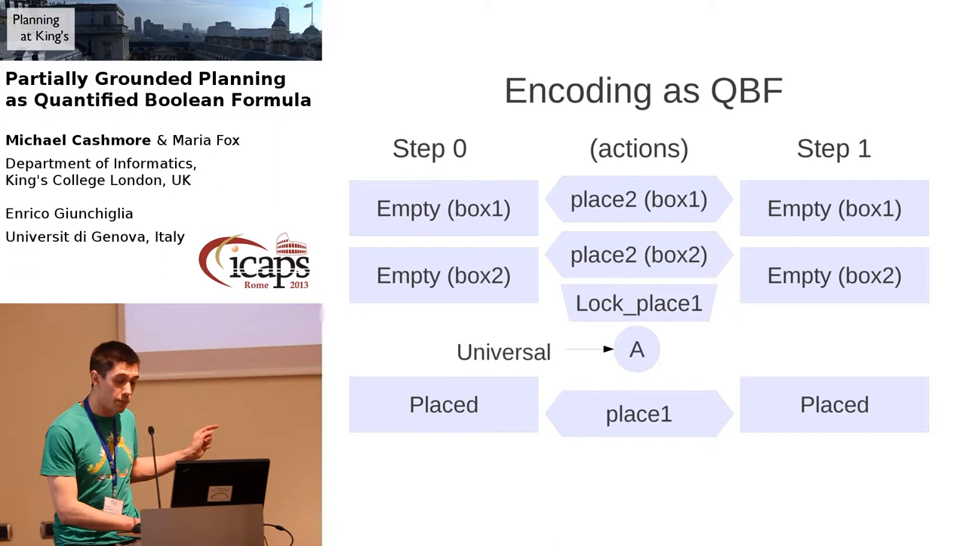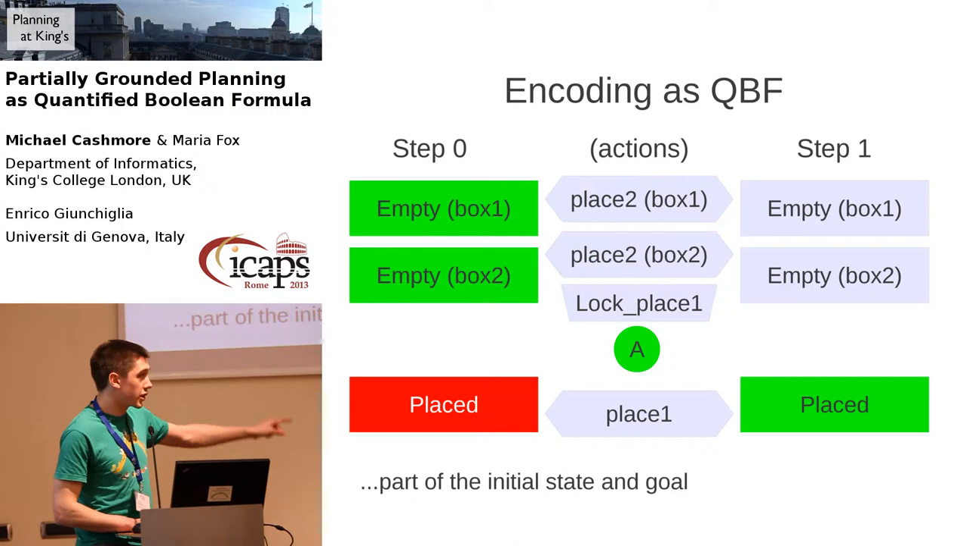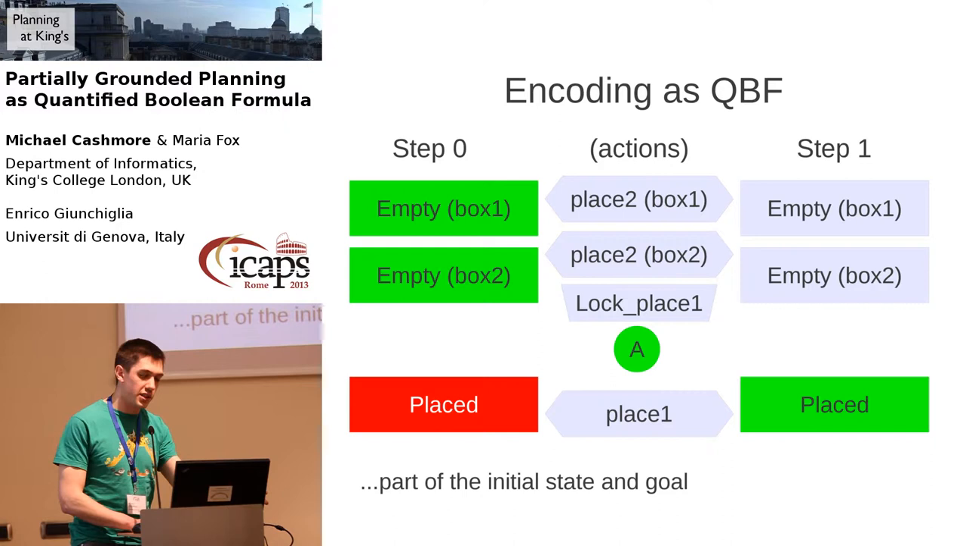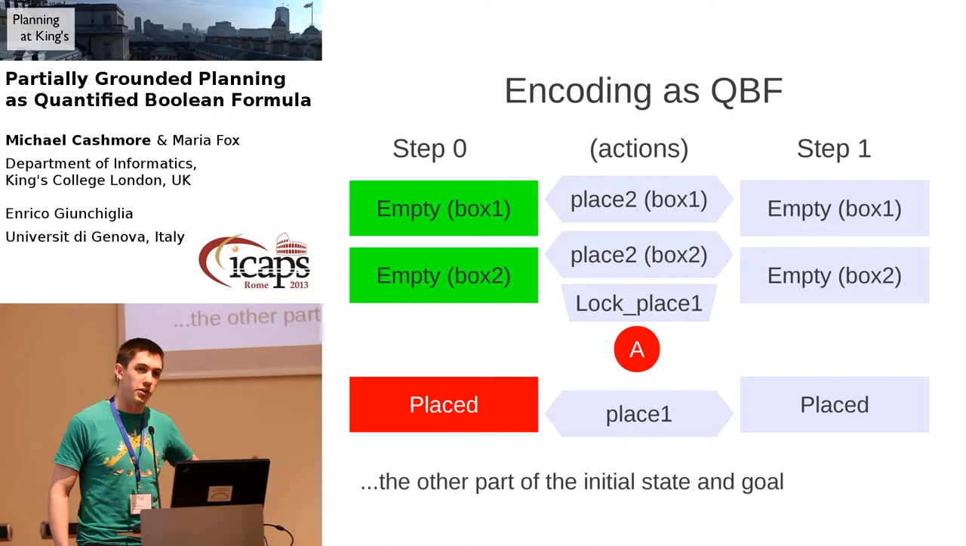So, for example, here's the same initial state as before, except this time both the boxes are empty. And this is the first pigeon, because we're looking at the formula when A has been set to 2. And the pigeon hasn't been placed, and we want to place it. Here's the other half of the initial state, when the universal variable is false, we're looking at the second pigeon. And he's also not been placed, but we don't care about him. I'll get back to the first part.